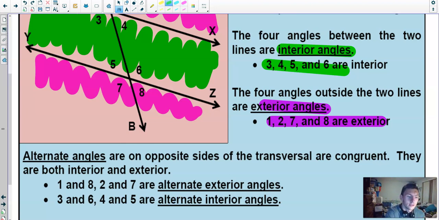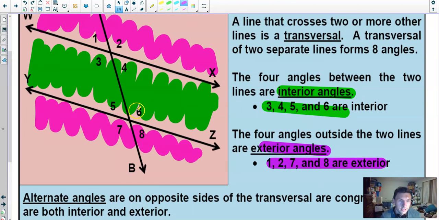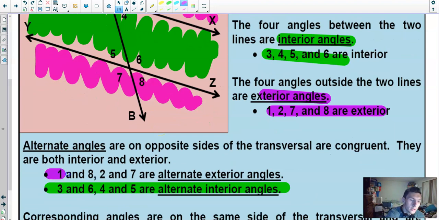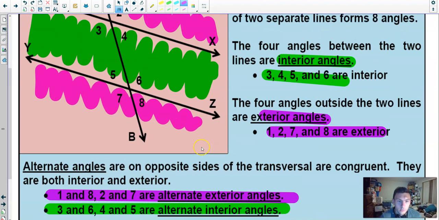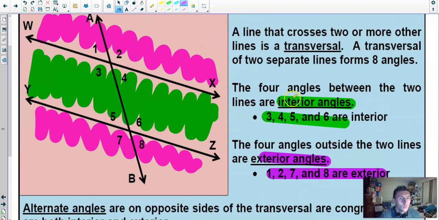Let me jump on there with the green highlighter. Same thing with the exterior angles. 1 and 8 are diagonally across from each other. They're on the opposite sides of the transversal, so they are alternate exterior angles. And the same thing with 2 and 7. So 1 and 8 and 2 and 7 are alternate exterior. So they are equal.